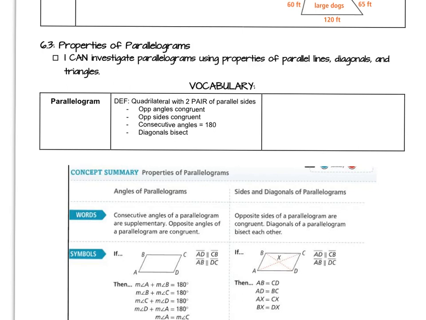The next lesson in Topic 6 is 6.3, Properties of Parallelograms. The definition of a parallelogram is a quadrilateral with two pair of parallel sides.